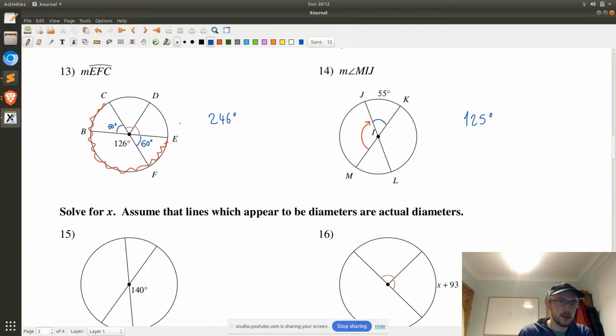Okay, so this is apparently not 234. How so? Let's see. Sorry, it's not 246. How so? So they say the measure of E to F to C. All right. I cannot agree with that, I'm afraid.